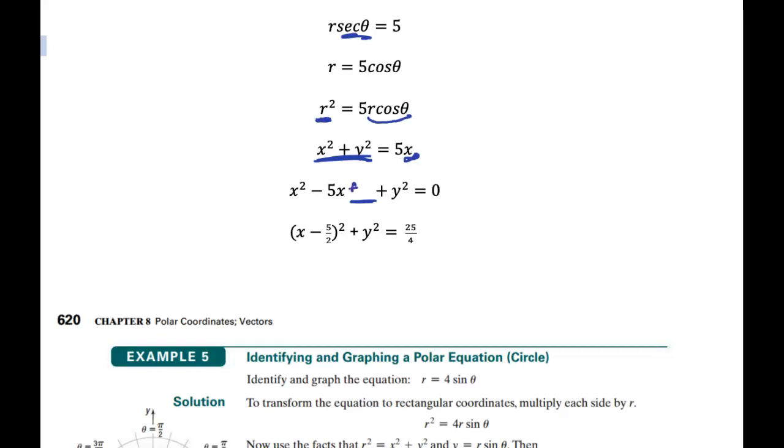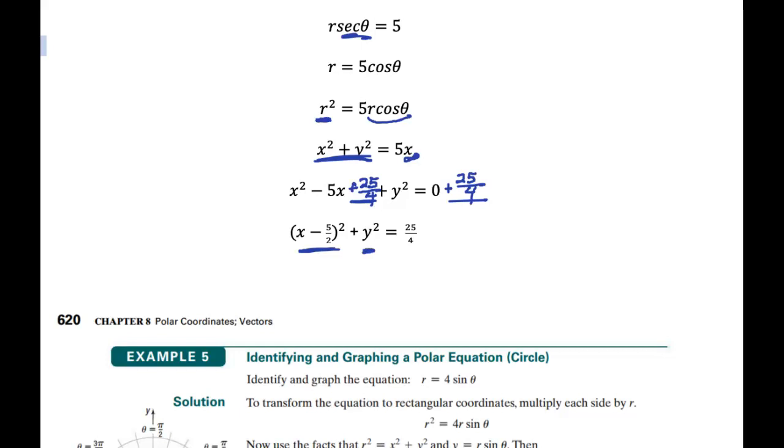So I'm going to add on 25 fourths, because negative 5 halves squared is 25 fourths. And to keep things balanced, I've got to do the same thing to the right-hand side of this equation. So I'm going to add on 25 fourths. And we end up with this binomial squared, x minus 5 halves quantity squared, plus y squared equals 25 fourths.